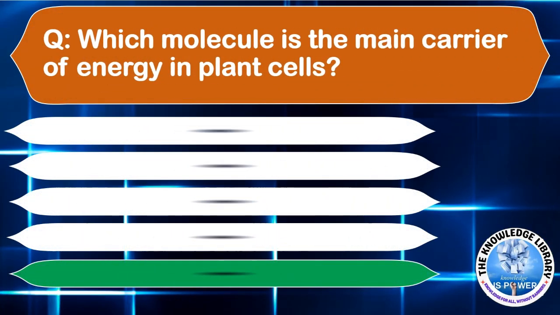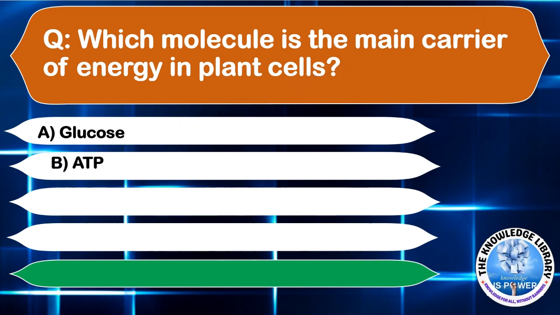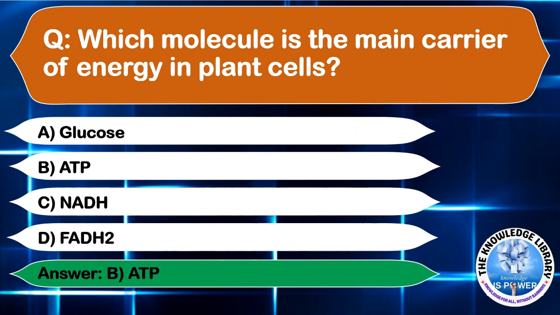Which molecule is the main carrier of energy in plant cells? Option A, glucose. Option B, ATP. Option C, NADH. Or option D, FADH2. The correct answer is option B, ATP. Moving to the next question.